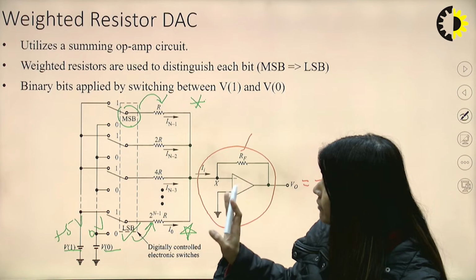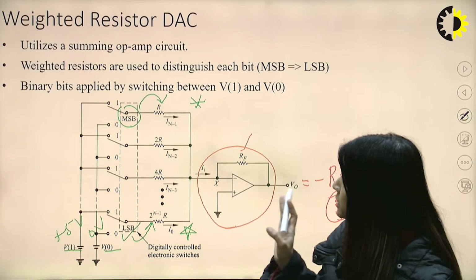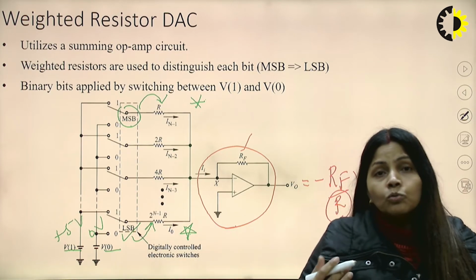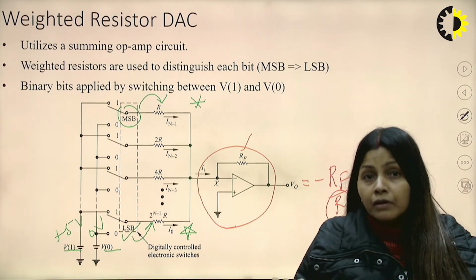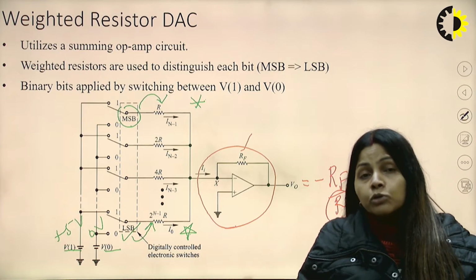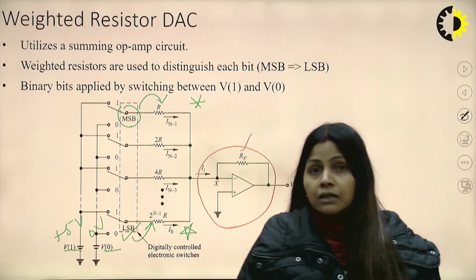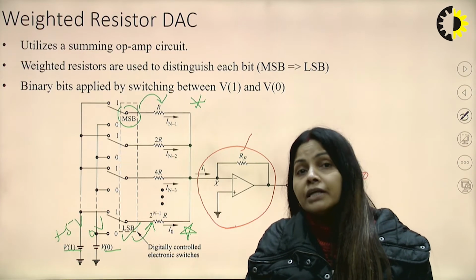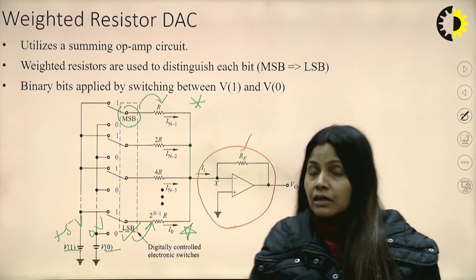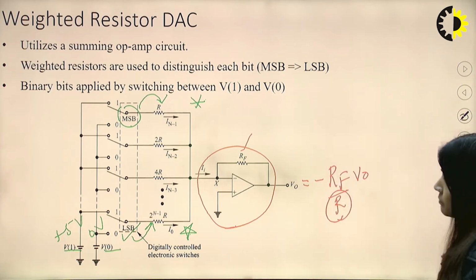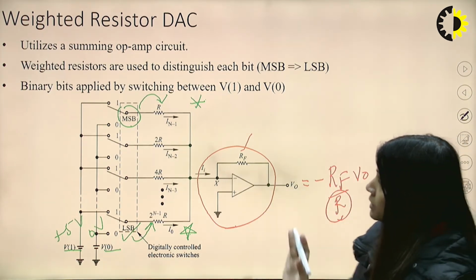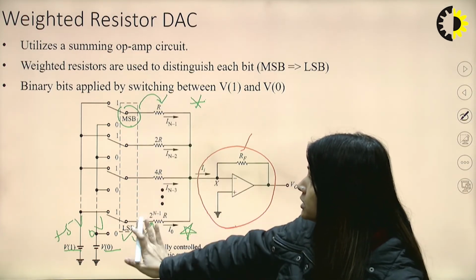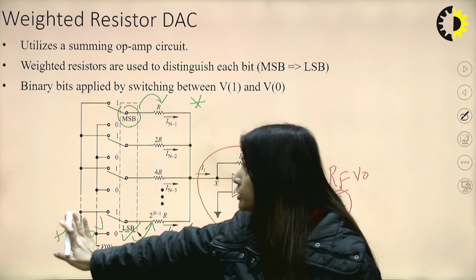See here, why we are calling it weighted resistance: because R, 2R, 4R are the weights, 2 raised to the power 2, 2 raised to the power 3, 2 raised to the power 4. These are the weights for the resistances, with the same value R. So we call this circuit a weighted resistor. The first part is the op-amp circuit. The second part is the R, 2R, 4R weighted resistance circuit, and then the input voltages.